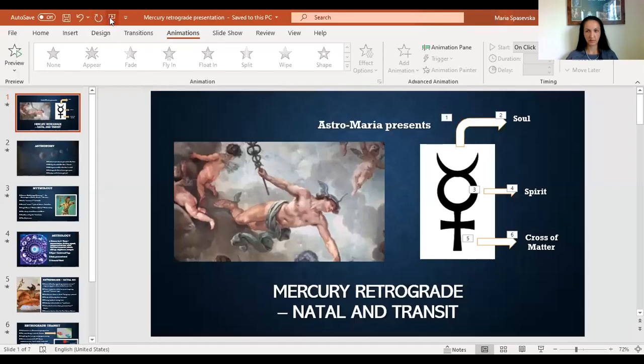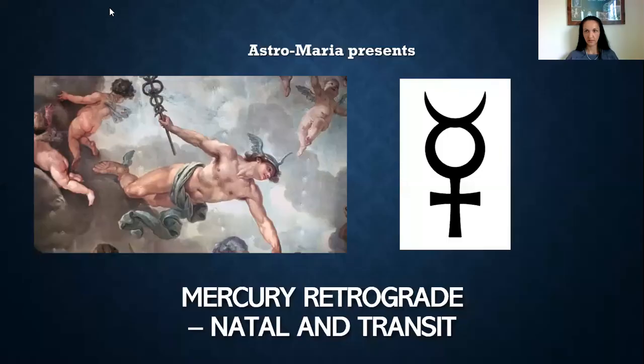This is the planet Mercury. Okay, I'm going to put myself in the corner over there. On the picture, you can see the god Hermes, Mercury, or Woden. It depends with what mythology you're familiar. And today we're going to talk about Mercury retrograde in the natal chart and Mercury retrograde as a transit.